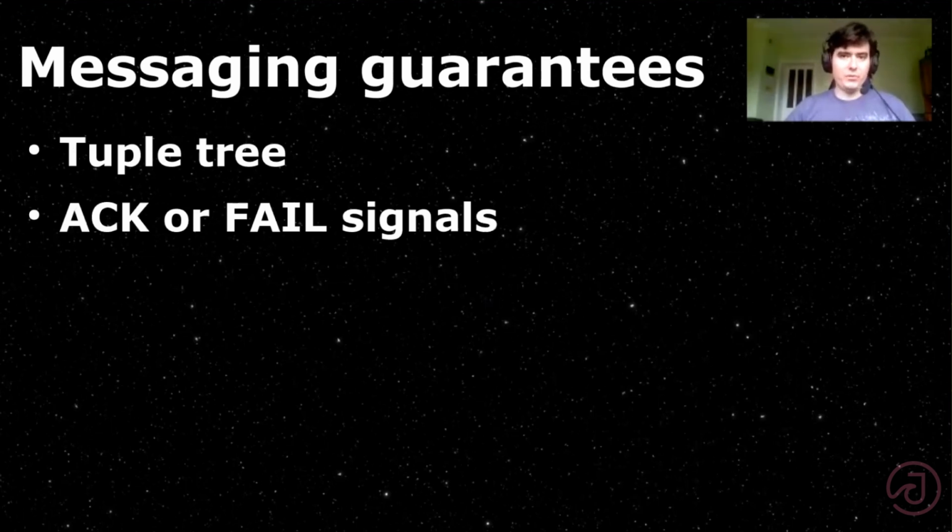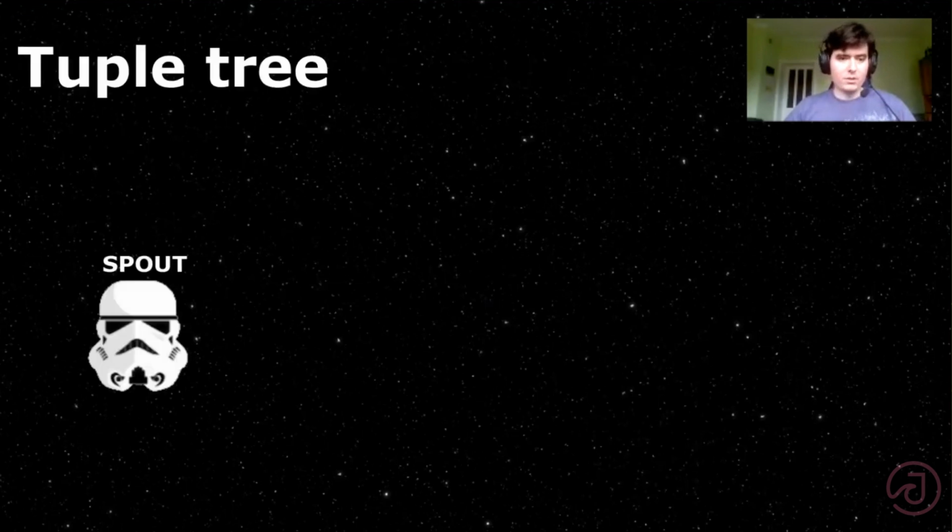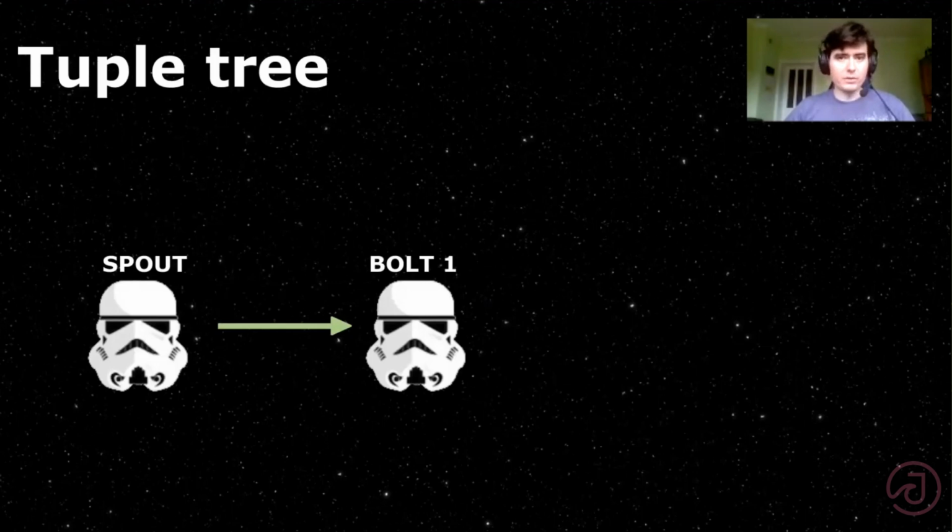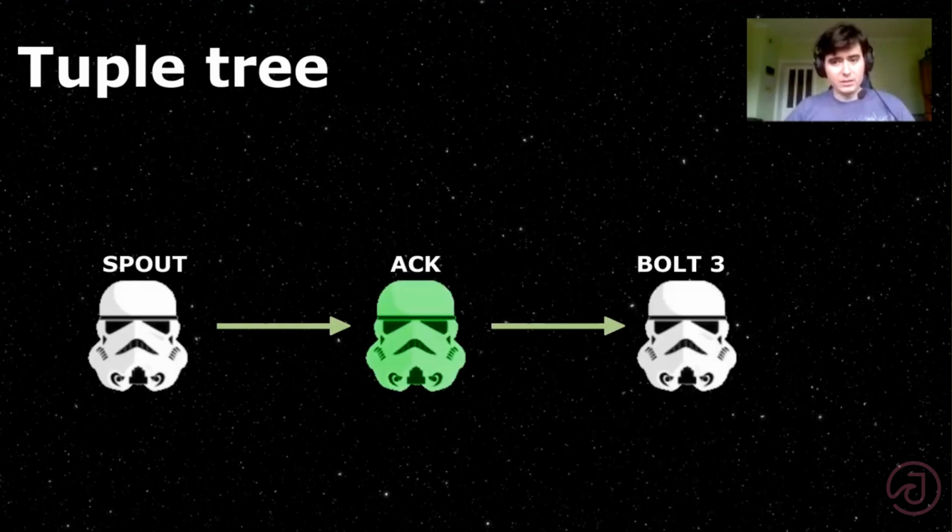For every tuple, Storm builds a tuple tree, and you can get an acknowledge or fail signal in your spout. So let's look at the example. Let's say that our spout emits a tuple and it goes to the first bolt, and at this bolt a new tuple is produced and it goes to the third bolt for further processing. And we already acknowledged that bolt number one processed the tuple, so it's acknowledged.